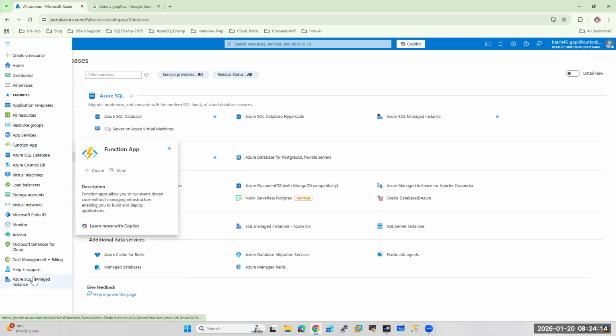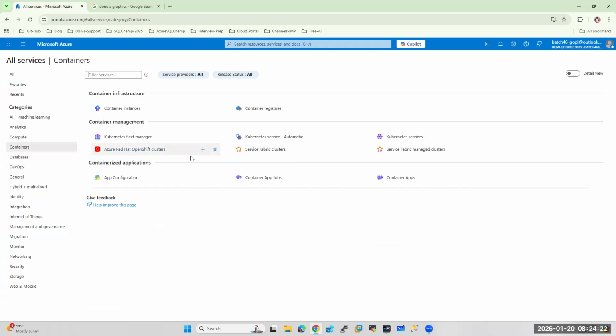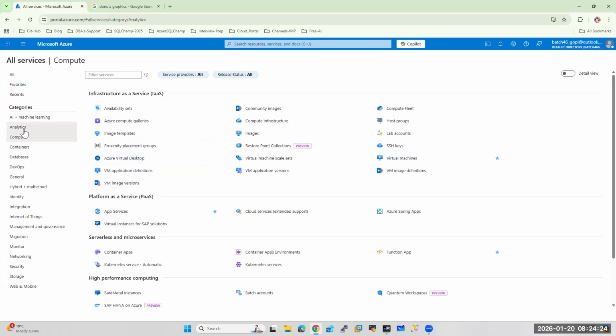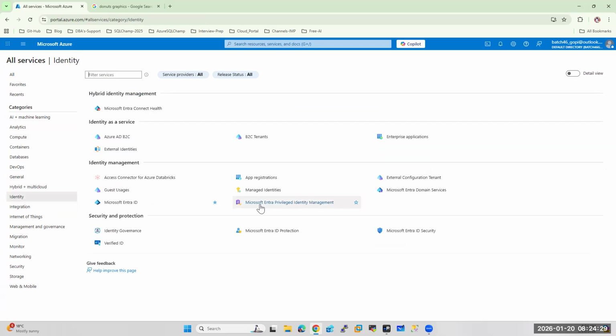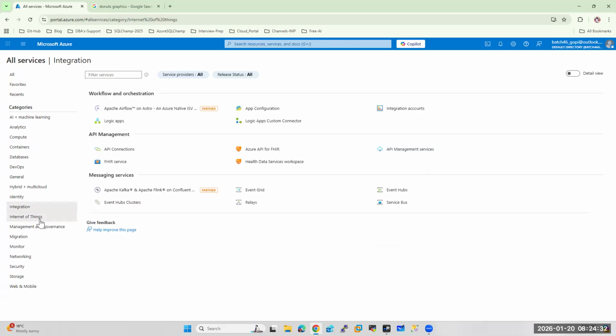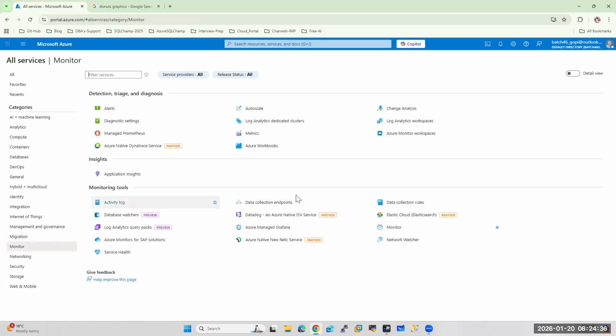And this is about cost management and billing and other services. These are all the services Microsoft is offering, like containers, compute, analytics, AI and machine learning, general, identity, integration, IoT, applications, management and governance, migration related, monitoring related. There are lots of services Microsoft is offering. Do I need to learn all these services? No. Whatever services are relevant to us, start learning, sir.